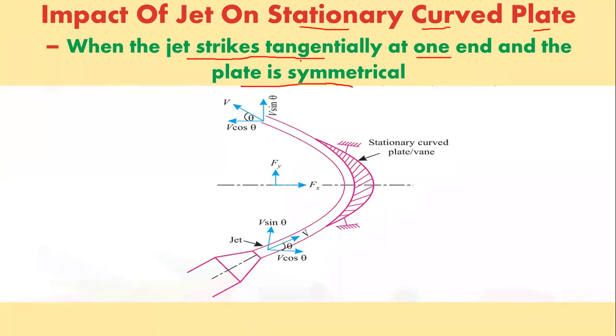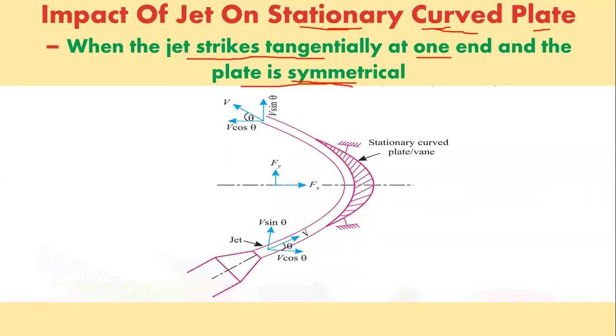The important things to first remember here are that the plate is curved and stationary, that means it is not moving. Then the jet is striking tangentially at one end, and the next most important point is that the plate is symmetrical.